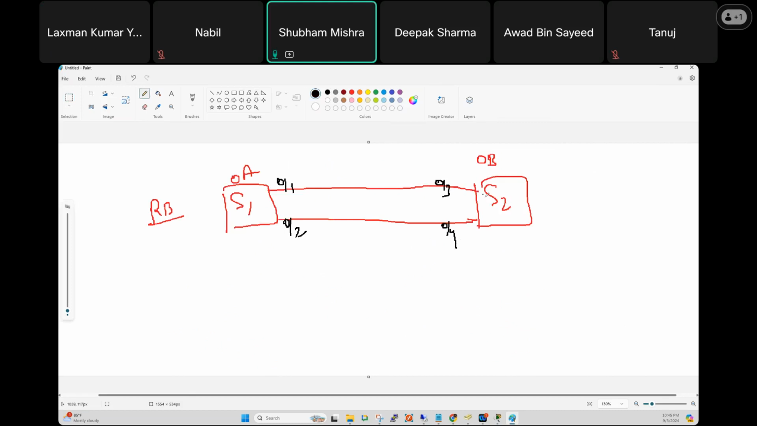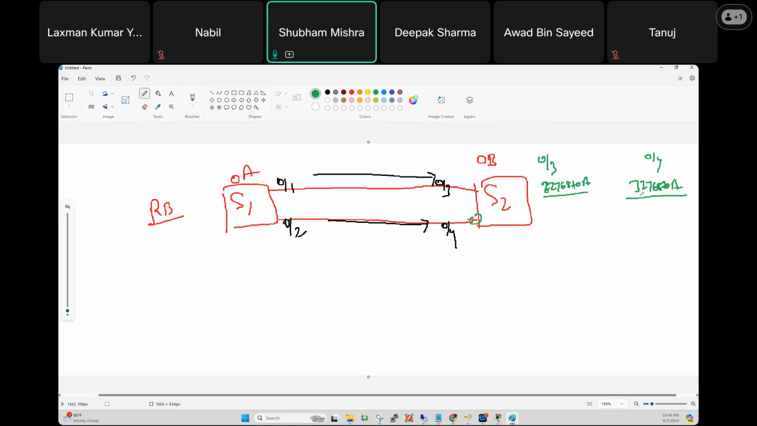Now, switch number 2 receives 1 BPDU on this interface and 1 BPDU on this interface. Yes or no? Now come on 0/3 and on 0/4. On 0/3, what will be the root bridge ID? 32768 plus 0A, yes or no? And on this interface also the same, 32768 plus 0A. Any doubt?